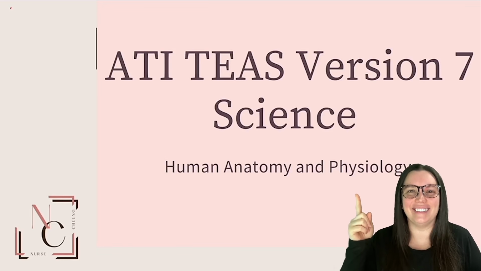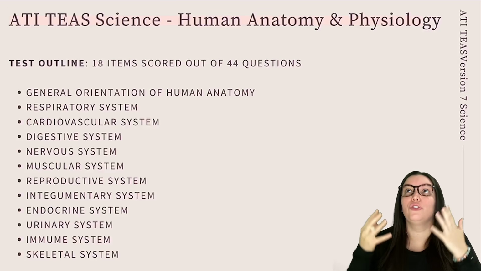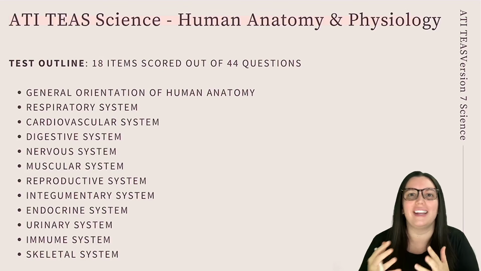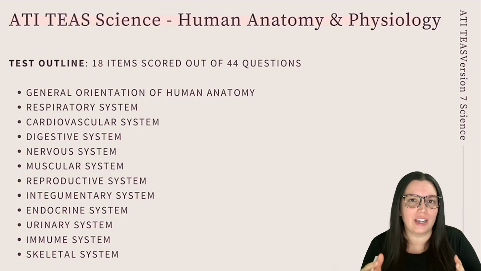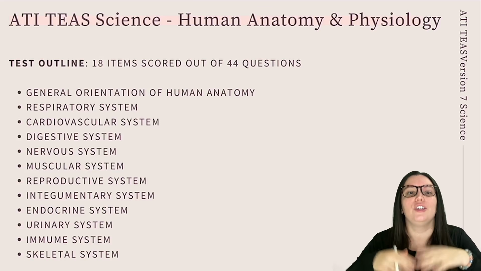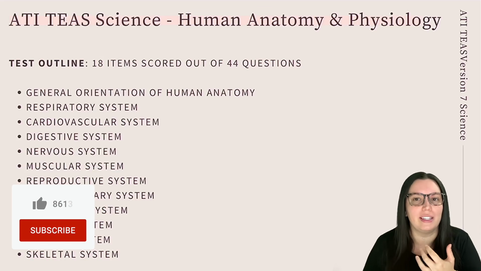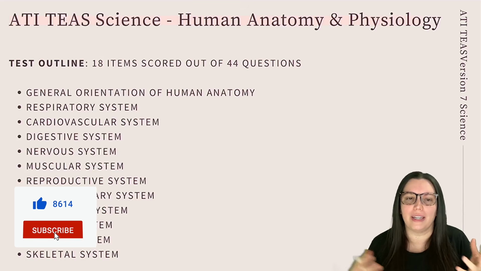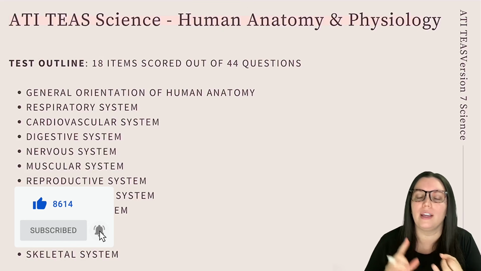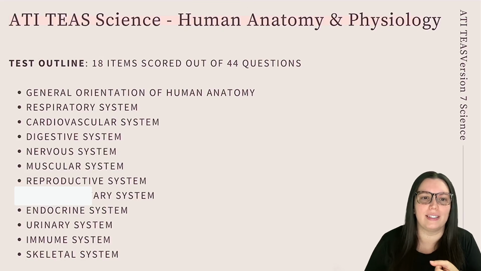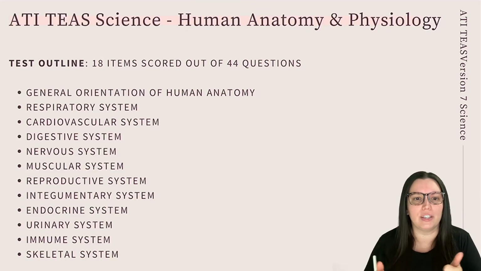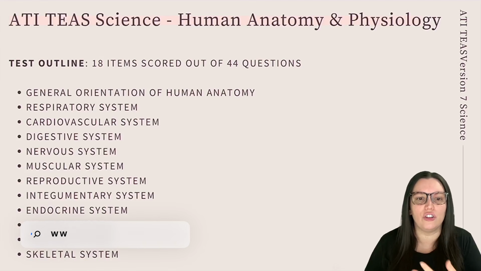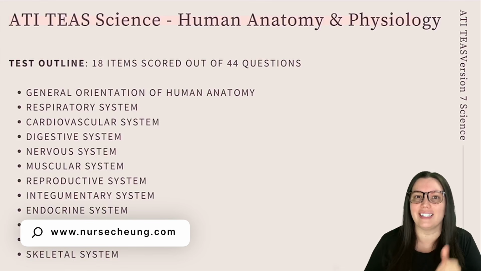Let's get started. So you might be asking yourself, there's so much to know about human anatomy and physiology. Specifically, what do I need to know for this test? Well, you're going to have to know the general orientation of human anatomy, and you're going to have to know the general information about the body systems. So that includes respiratory, cardiovascular, digestive, nervous, muscular, reproductive, integumentary, endocrine, urinary, immune, as well as skeletal.